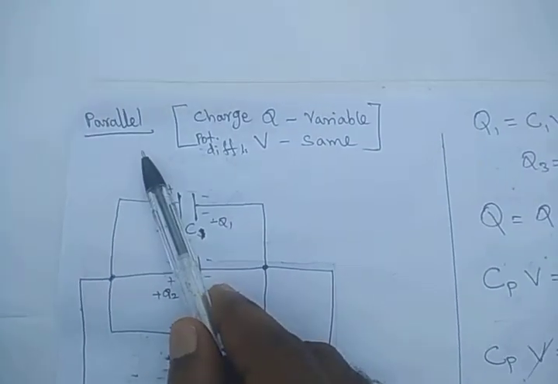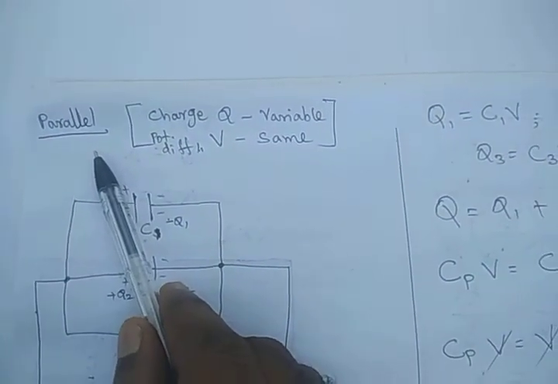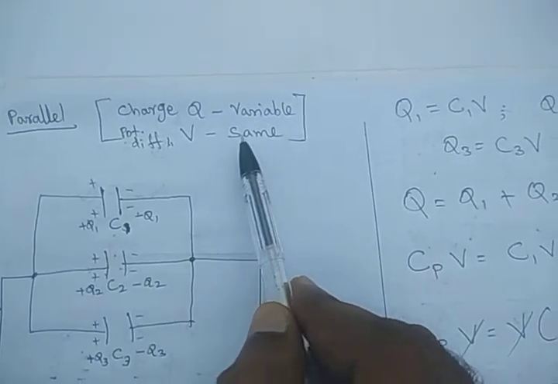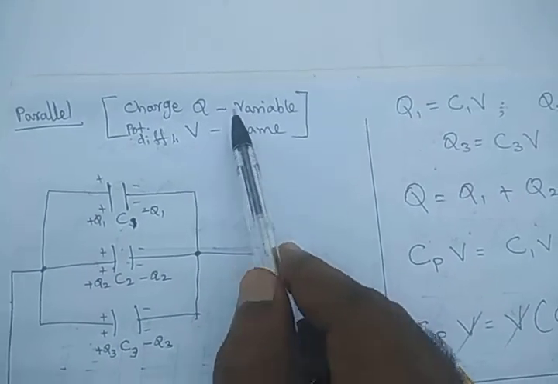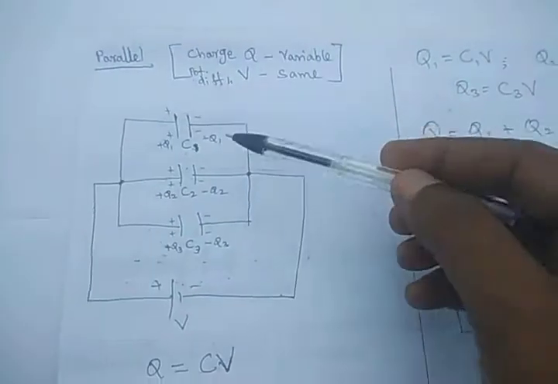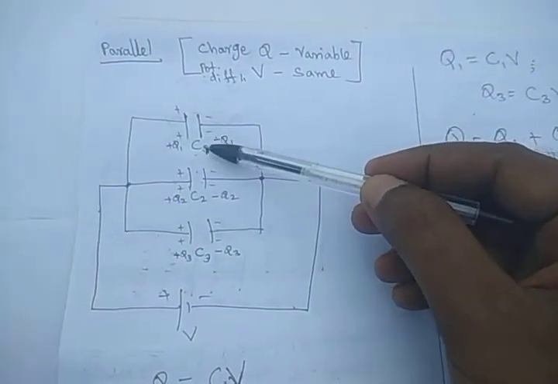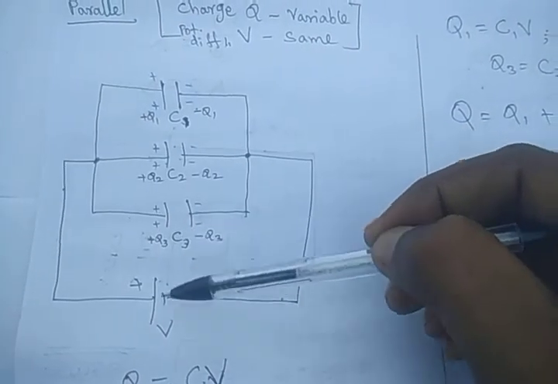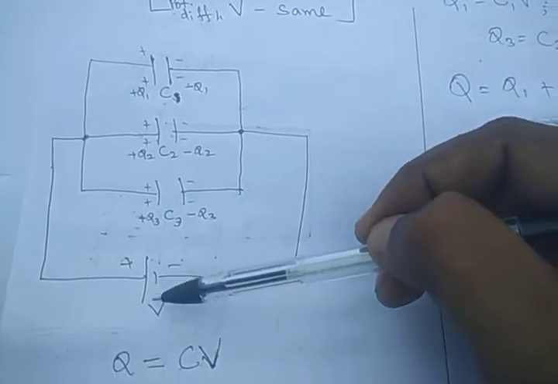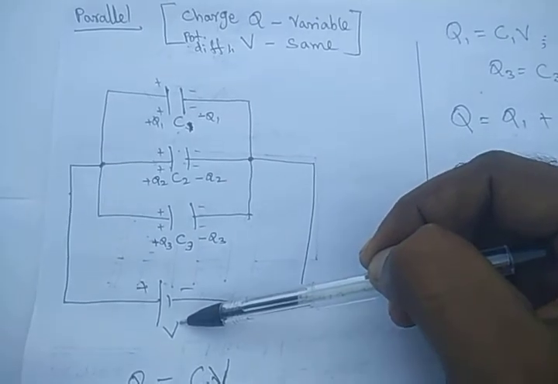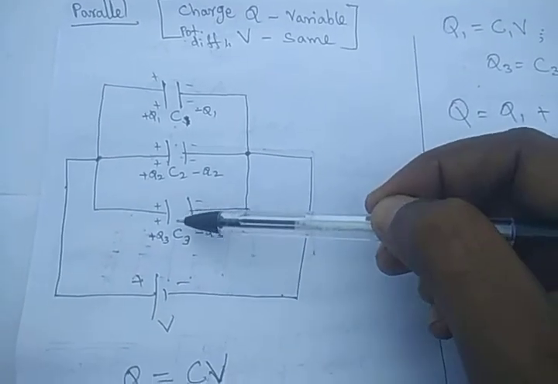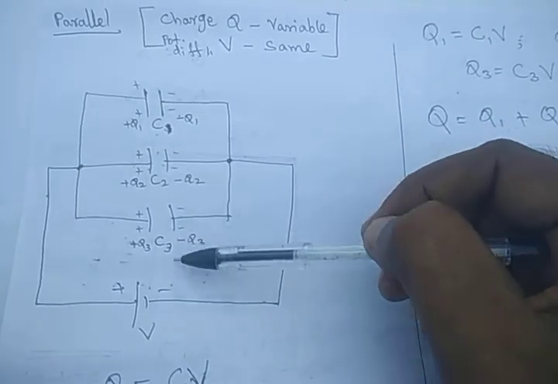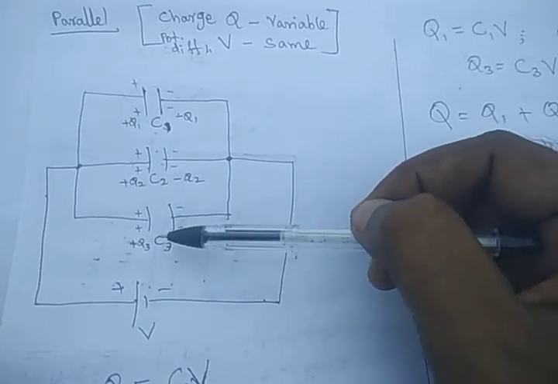Similarly, for the parallel connection, we should keep in mind that the charge is variable and the potential difference is the same. This is a circuit diagram which shows the capacitors C1, C2 and C3 connected in parallel with the battery, with total voltage V. Here the voltage is the same for C1, C2 and C3. The potential difference is the same, but the charges are different.